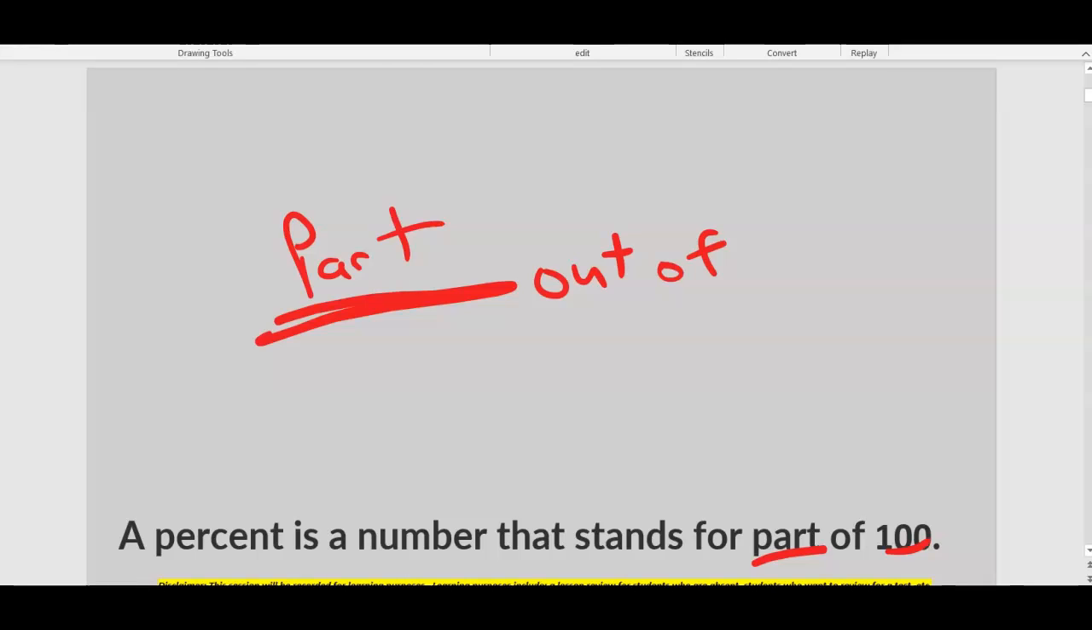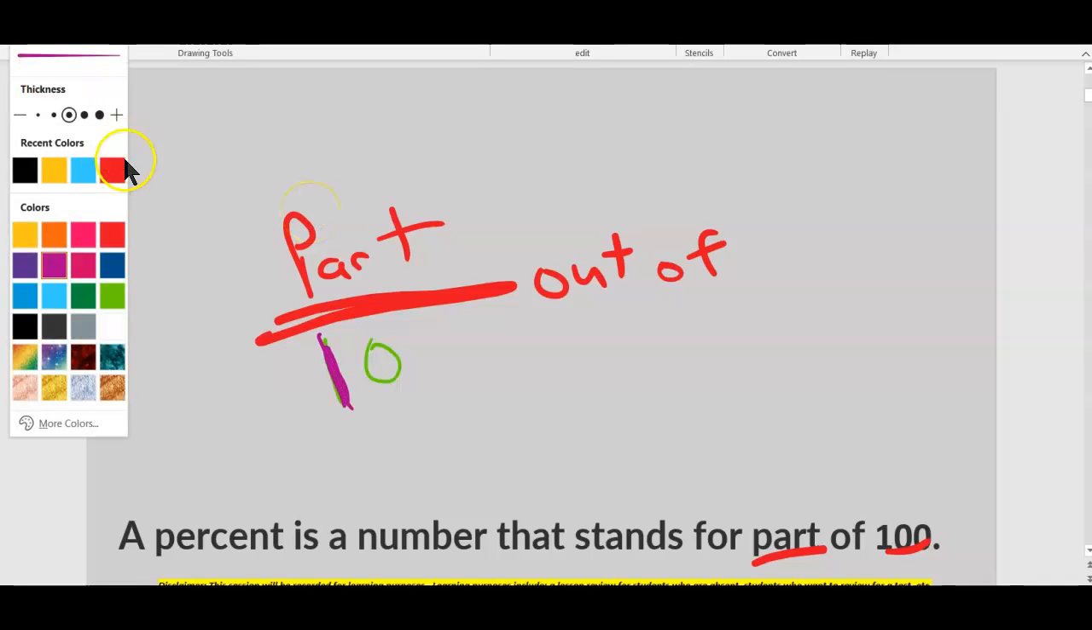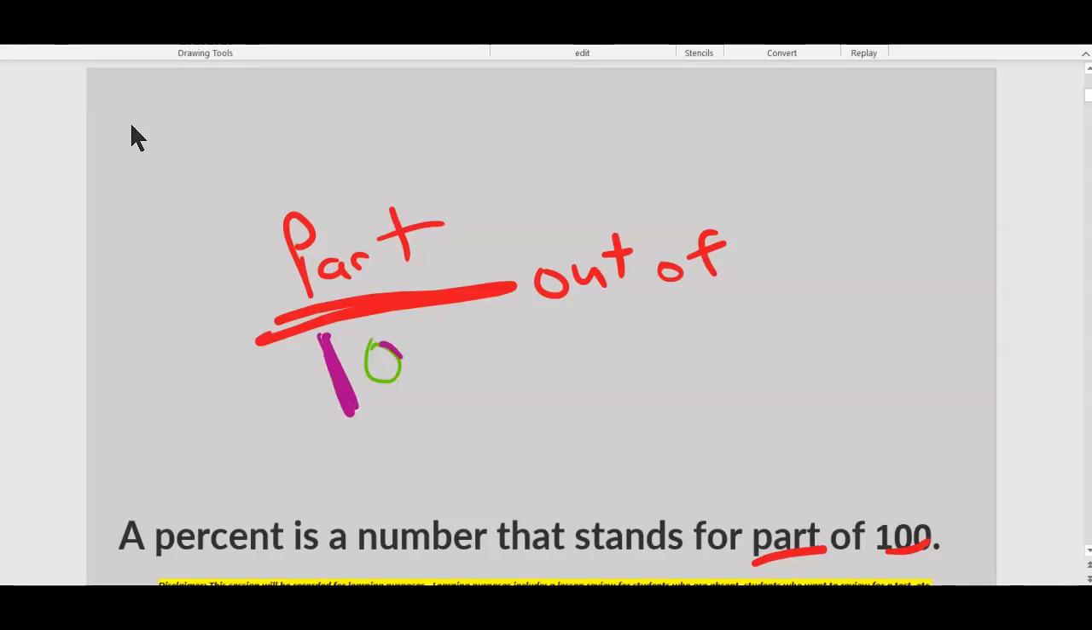I know, use a nice green color. 100. Oh, that's not a nice green color. Use a nice purple color. There we go. How about thicker purple? This is an art class, I know, but you gotta be able to see what I'm talking about.